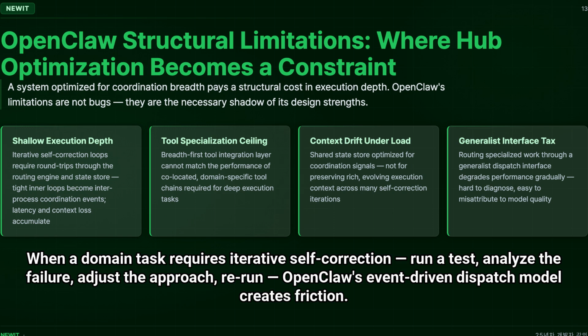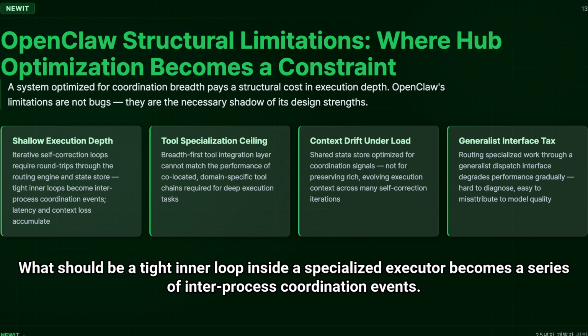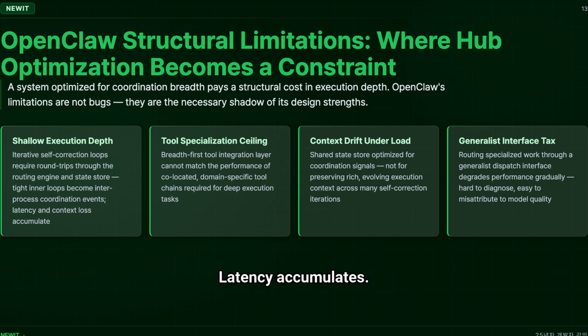When a domain task requires iterative self-correction, run a test, analyze the failure, adjust the approach, rerun, OpenClaw's event-driven dispatch model creates friction. Each iteration requires a round trip through the routing engine and state store. What should be a tight inner loop inside a specialized executor becomes a series of inter-process coordination events. Latency accumulates. Context degrades across round trips.